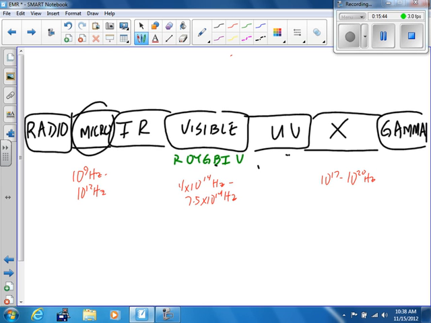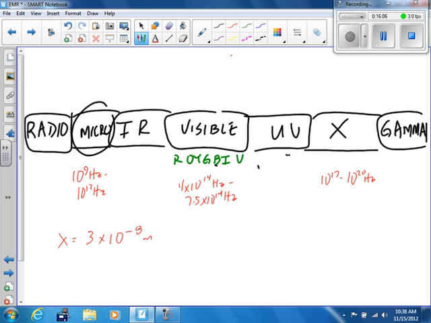What if you were given a wavelength? Let's say we were given a wavelength of 3 times 10 to the minus 8 meters. How would we find out what kind of EMR that is? We never memorized any kind of wavelength range. So how would we figure that out? Yeah, let's get the frequency.